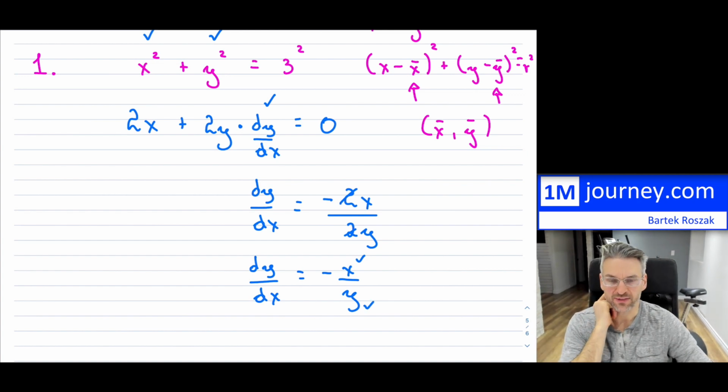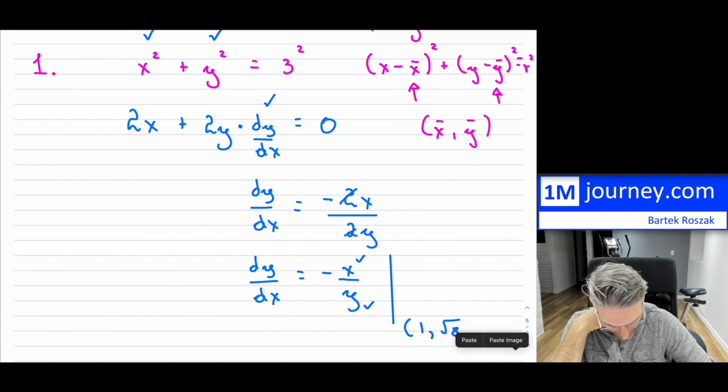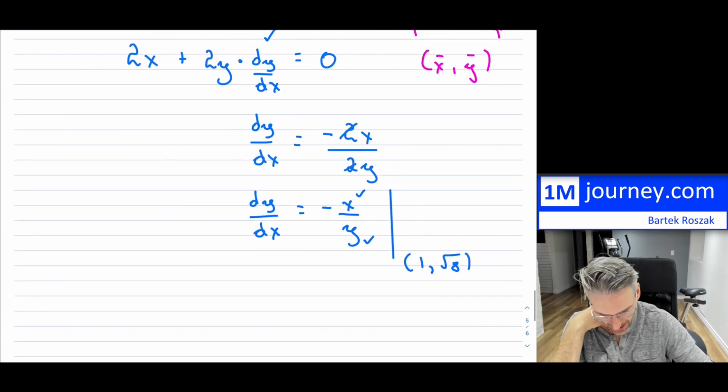So that's pretty neat. Now we want to be able to solve this at this point, so I can certainly do that. Well, that's going to be negative 1 all over the square root of 8.